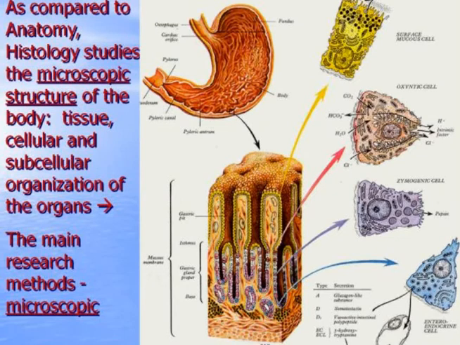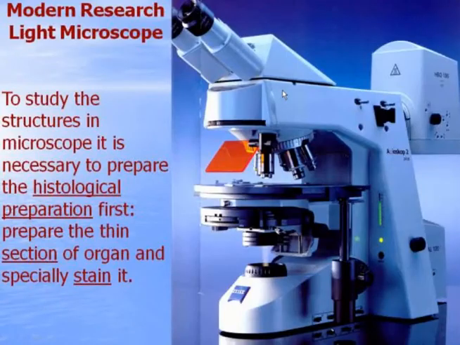As compared to anatomy, histology studies the microscopic structure of the body, the microscopic structure of any organ. It means tissue, cellular and subcellular organization of organs. And the main research methods in histology are microscopic methods. This is a picture of a modern research light microscope.